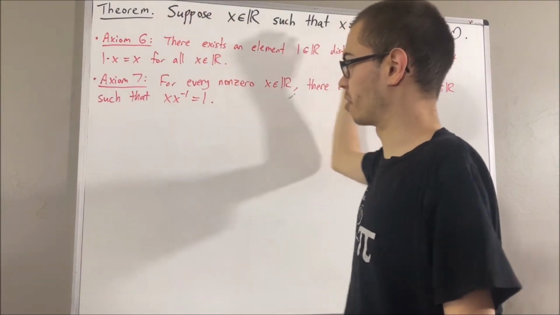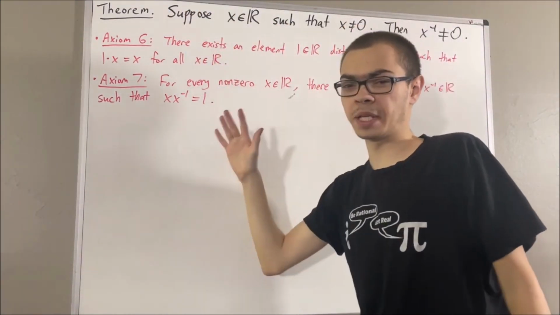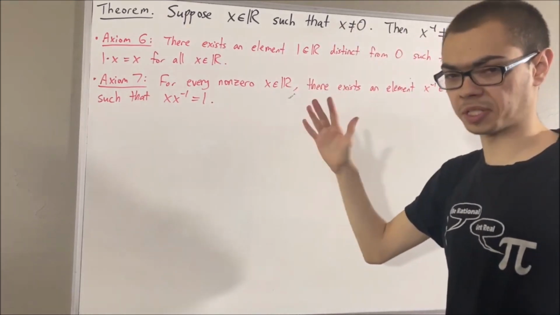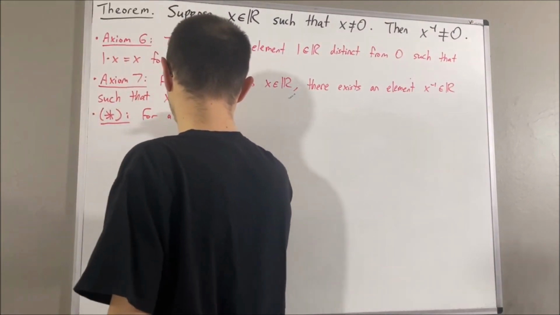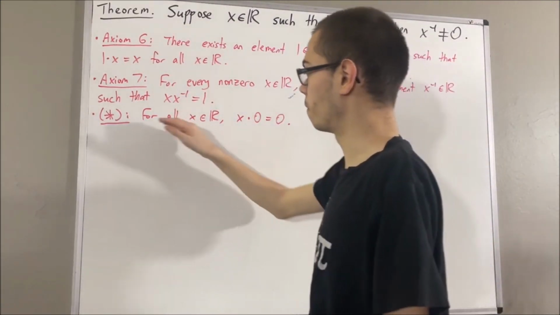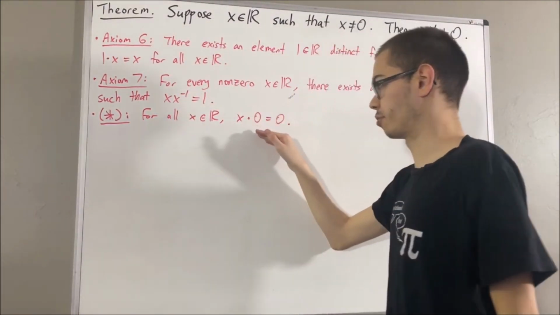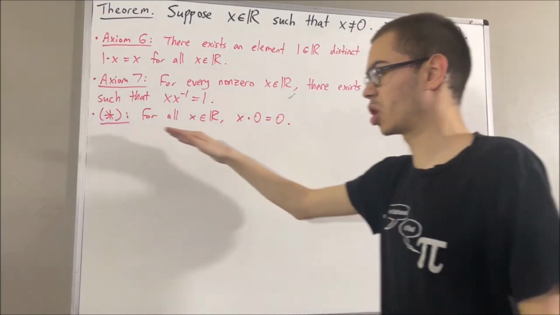And in proving this theorem, we are also going to be using a property that we've proven about the real number system. And that property is as follows. We have proven for all real numbers x, x times 0 is equal to 0. And I'm just going to call this property star.